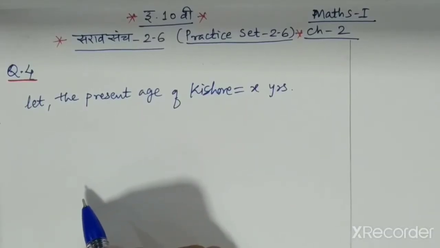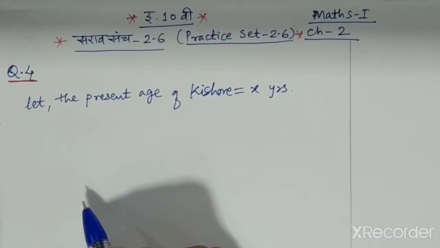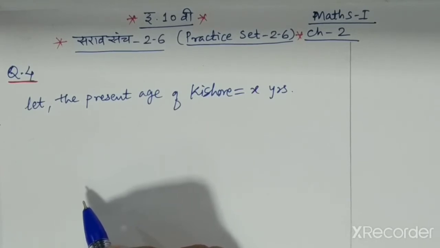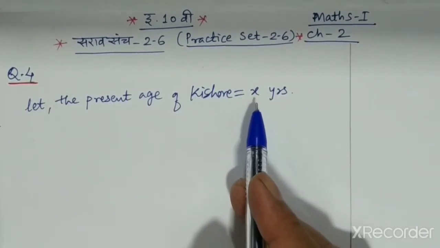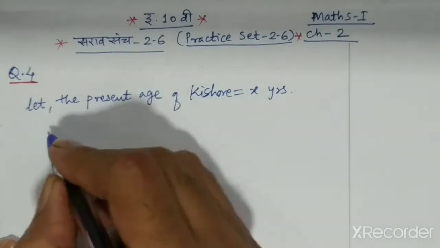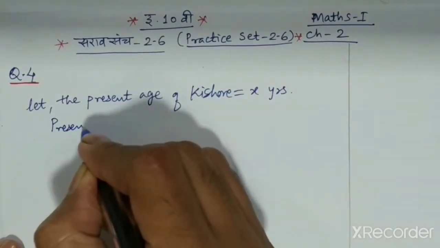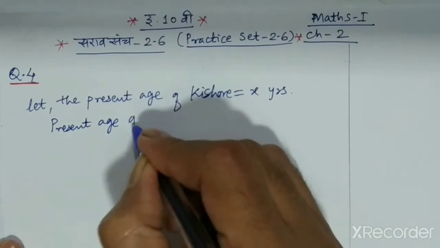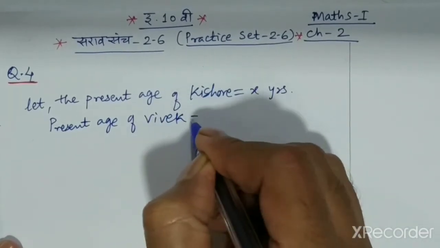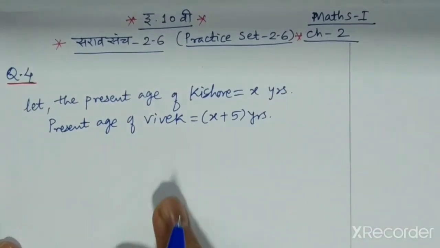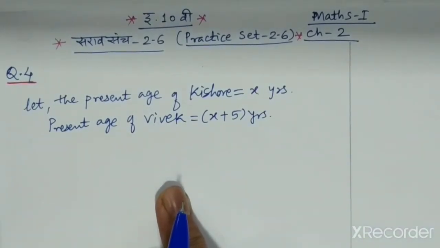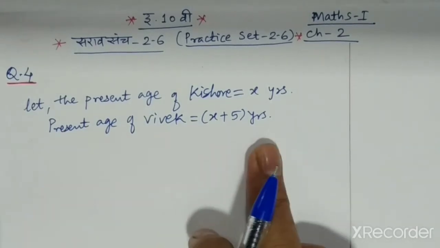In this example, Vivek is 5 years older than Kishore, so we will assume that the present age of Kishore is x years. So the present age of Vivek is equal to x plus 5 years, because Vivek is older than Kishore by 5 years. So the age of Vivek will be x plus 5 years.